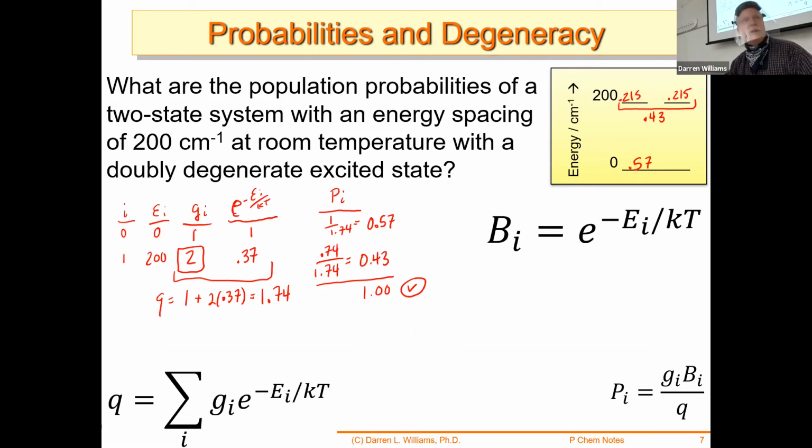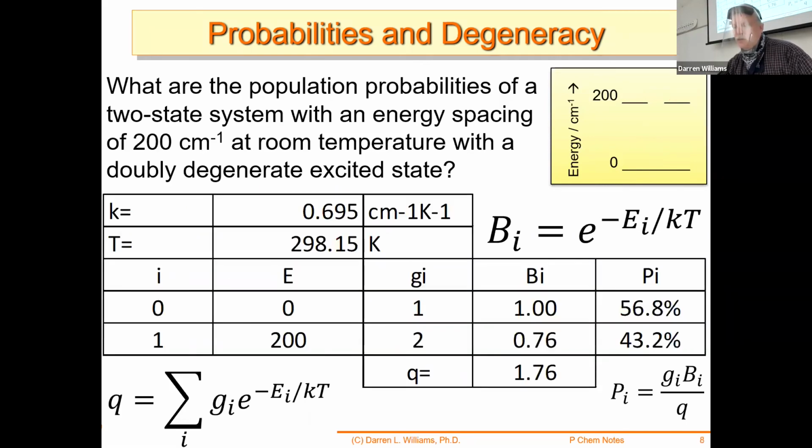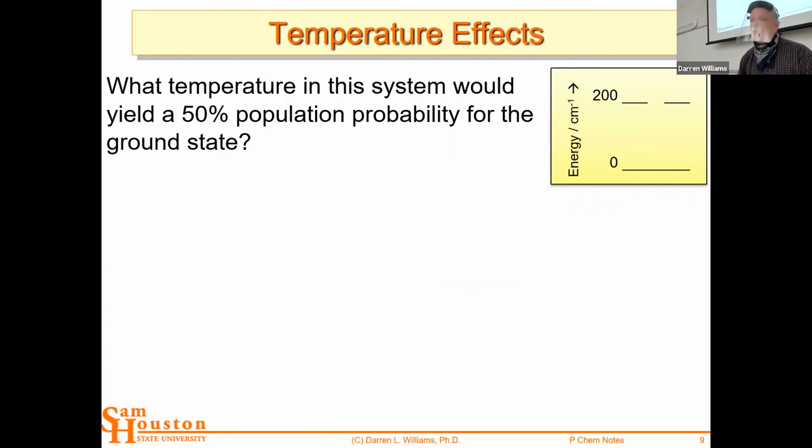Let's try to do this next problem in the last 5 or 10 minutes we have here. So here are your answers just to check your work. This is an interesting one. What temperature in this system would yield a 50% population probability for the ground state? And so we're asked to now go backwards. We start with the probabilities and we go backwards to get the temperature. And this is also a classic two-level system.